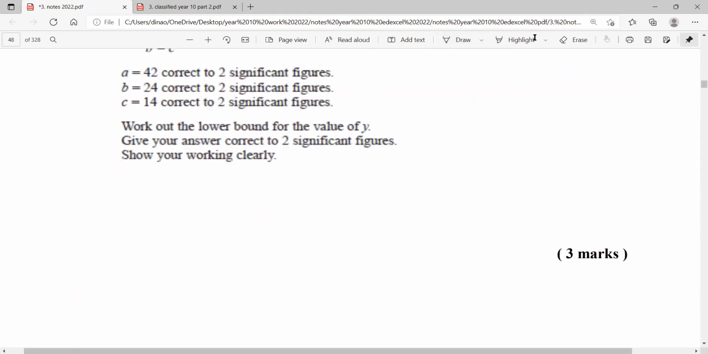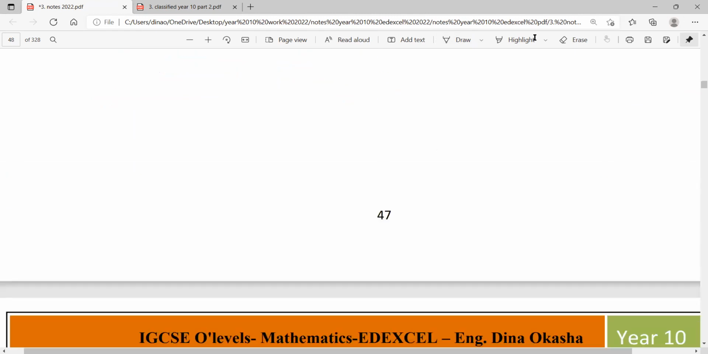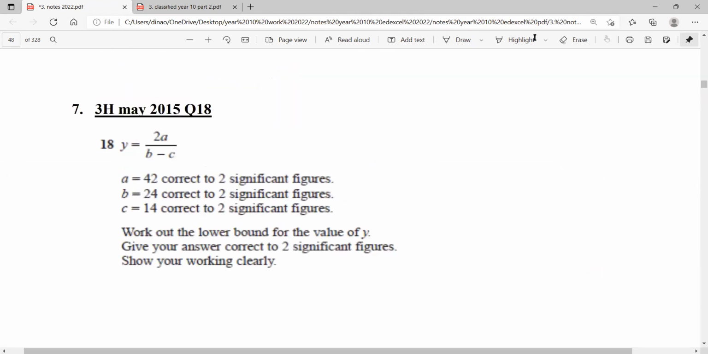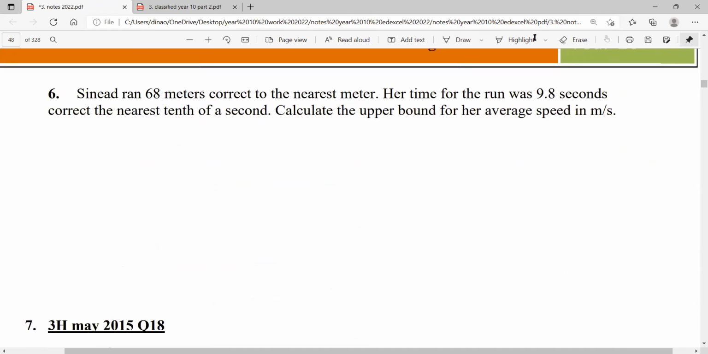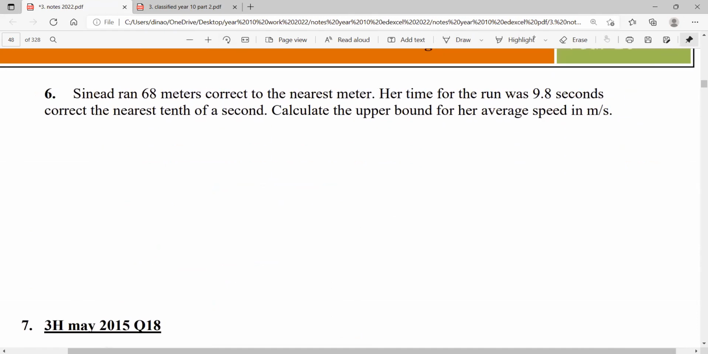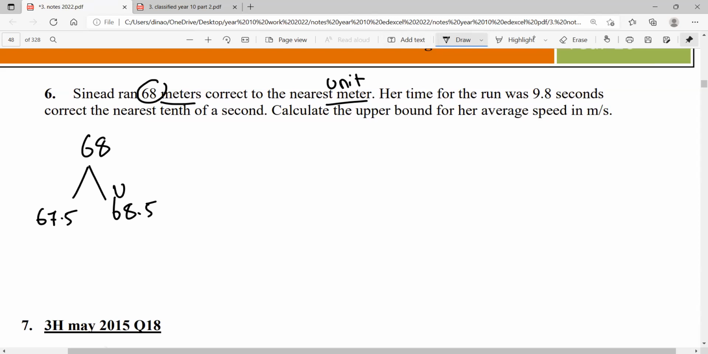Because you know, guys, that we always have to solve all the questions related to this topic in the notes. After that, we will only do two important questions. Here Sinead, same idea. Sinead ran 68 meters corrected to the nearest meter. What are the checks that you have to do? First, make sure it's the same unit. Since it says to the nearest meter, meaning the nearest unit, the upper is 68.5 and the lower is 67.5. Upper, lower. Her time was 9.8 to the nearest tenth of a second.